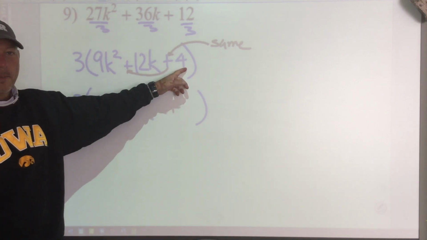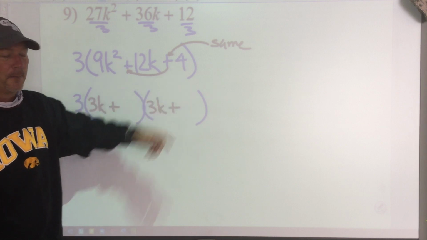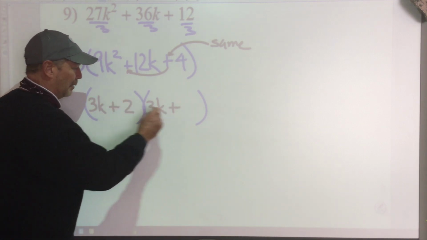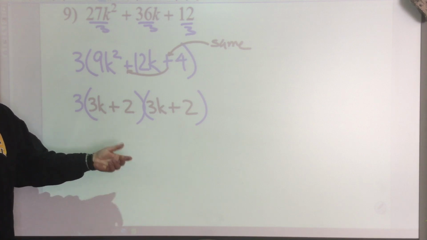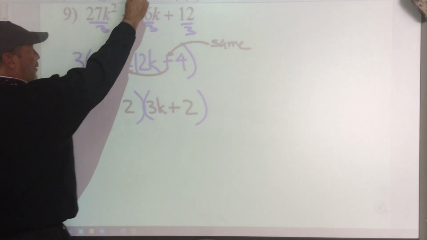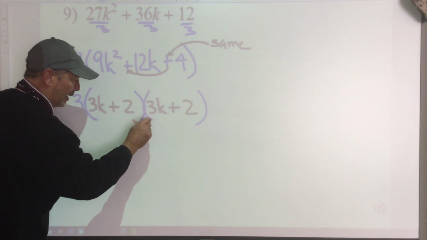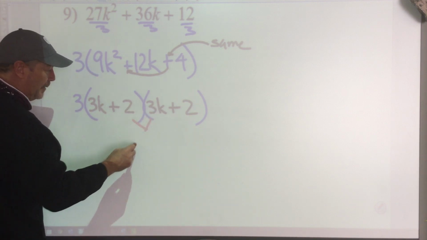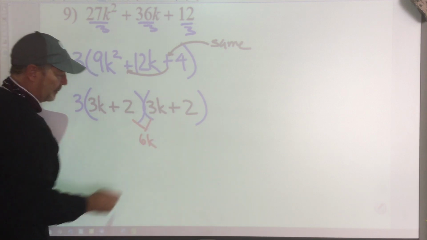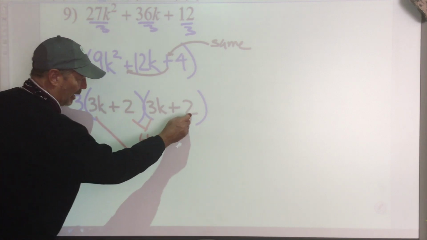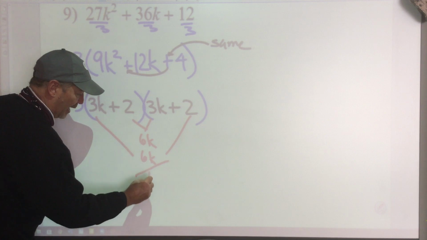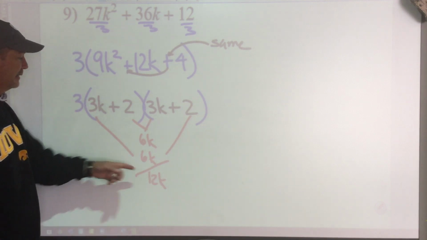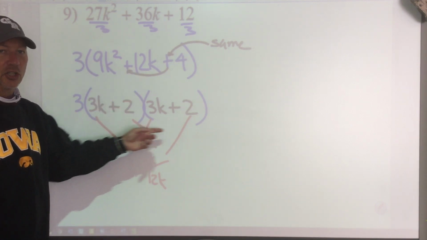Now to go to the 4. What times what is 4? 2 times 2. I think I did a good job, but I'm going to check. We're going to make sure. I'm going to say 2 times 3k is 6k. I'm going to say 3 times 2 is another 6k. When I add these together, I get 12k. Yes, I've done a good job.